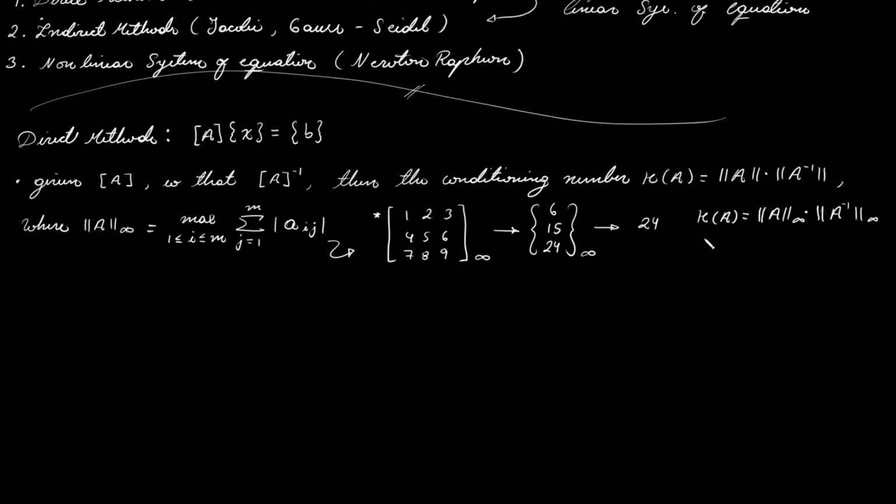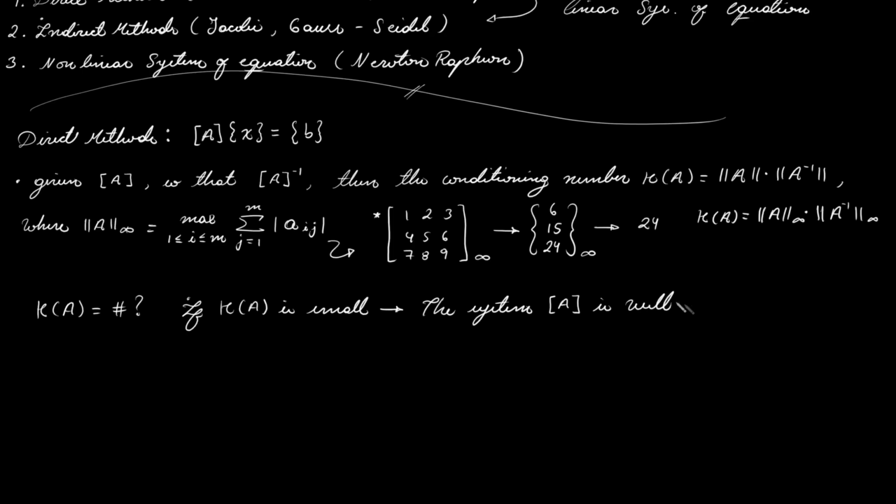What is important about the conditioning number, first of all, it's important for you to be able to calculate it, but also what it represents. What is the whole point of saying the conditioning number of A equals whatever number? And the idea is that if K of A is small, so if the conditioning number of my matrix is small, then I can say that the system, and when I say system, I mean the matrix A, is what is known as well conditioned.